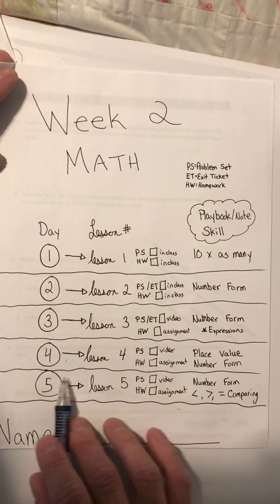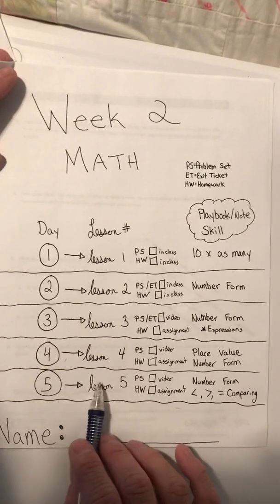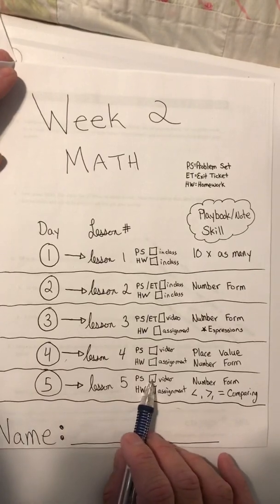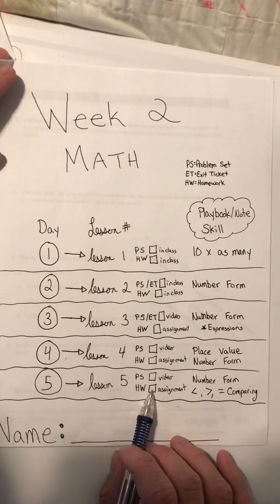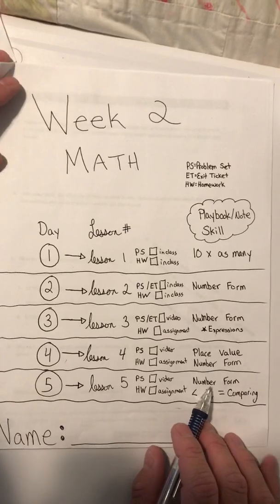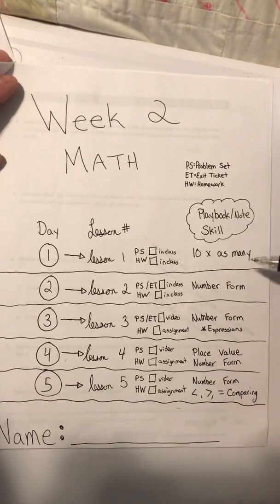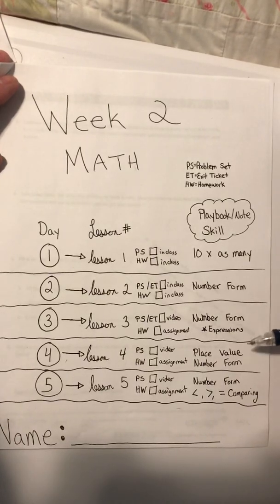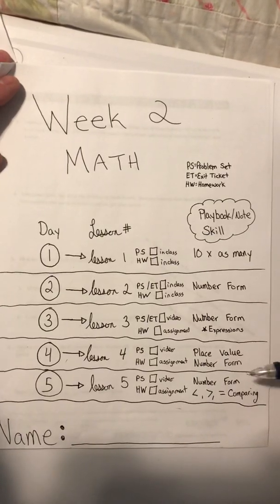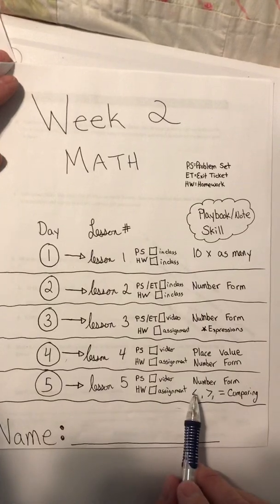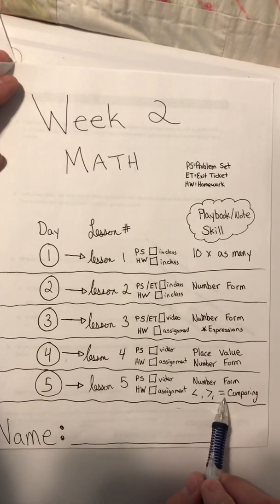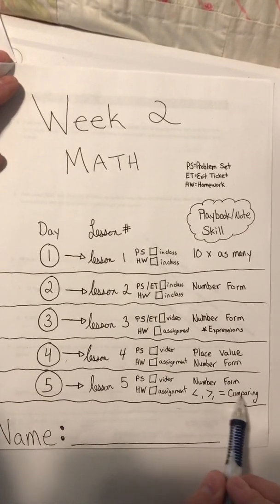If you're looking at our list here, we'll have day 5, lesson 5, and we just have a 2-page problem set and the homework. Number form is something that we've been focusing on all week. If you remember day 2 in class, we talked about number form and we've been talking about it quite a bit. Today we didn't put these in our notes, boys and girls, but the greater than or less than equal to when we're comparing numbers.